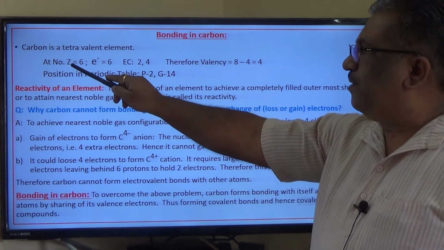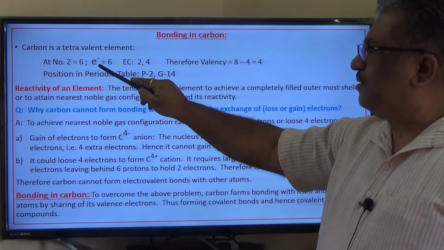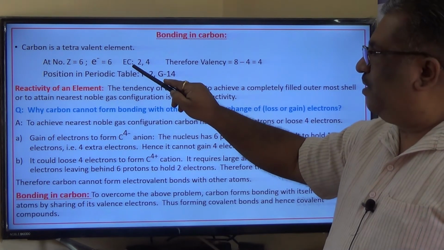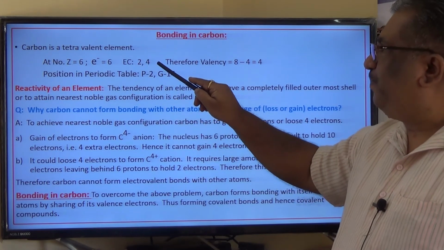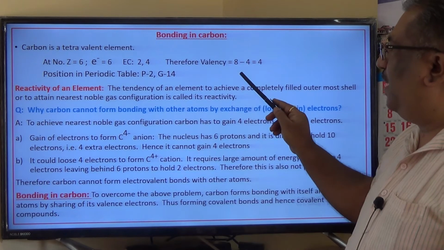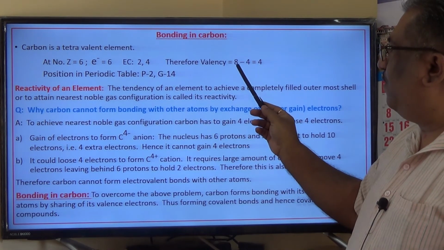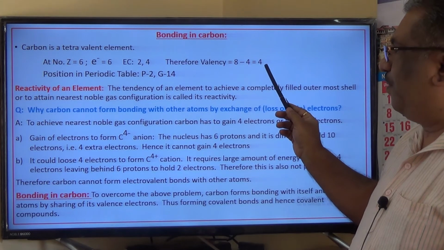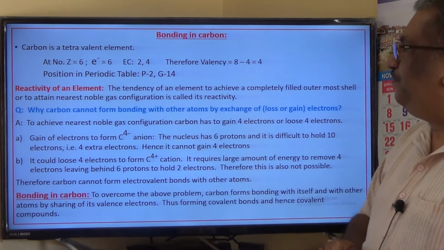So atomic number for carbon Z equals 6, total number of electrons is equal to 6, electronic configuration is 2, 4. In K shell you have 2 electrons and in L shell you have 4 electrons. And therefore, how do you get the valency? Valency of this carbon element is equal to 8 minus 4, which is 4. And therefore, this carbon is called a tetravalent element.